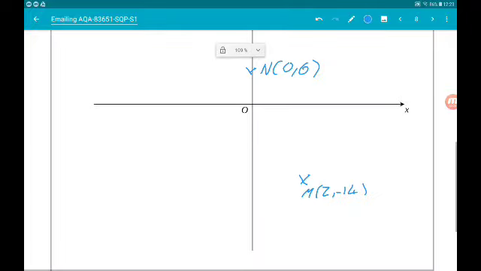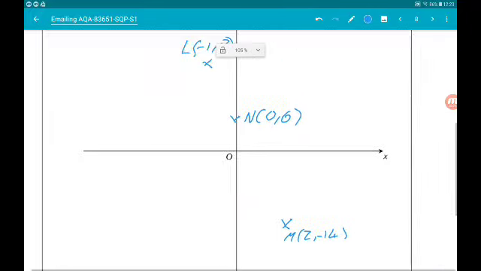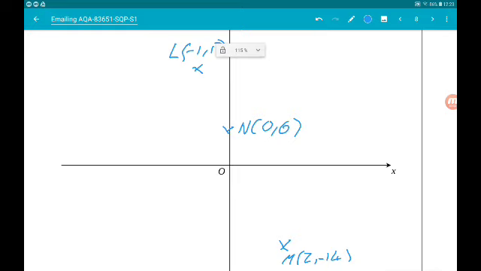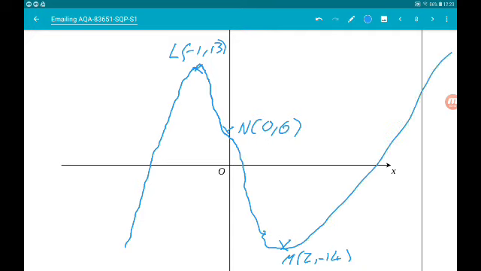Okay, so now we need a curve that goes through the x-axis at 3 points. Now we know it's going to start bottom left, cross, go up to the maximum, through the y-axis. It's going to look something like that. Cool.